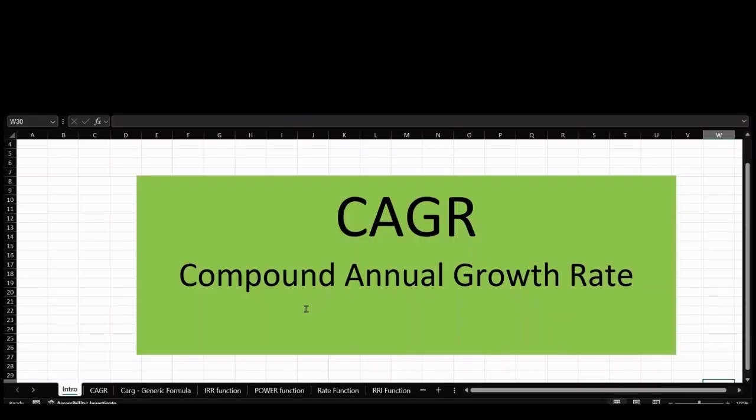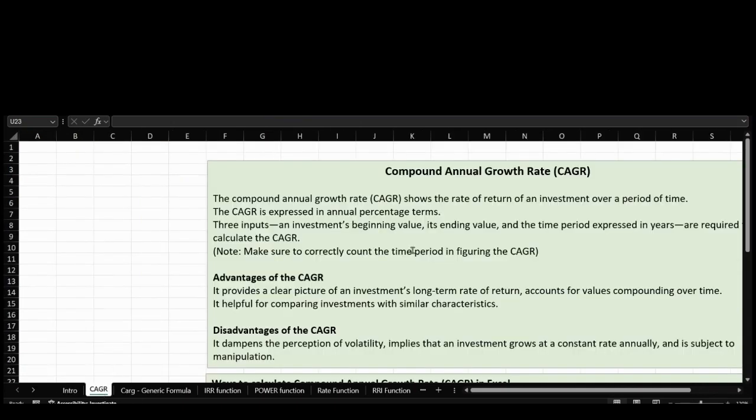CAGR, Compound Annual Growth Rate. Compound annual growth rate shows the rate of return of an investment over a period of time. It is expressed in annual percentage terms and calculated with the help of three inputs, that is, beginning value of investment, ending value, and time period expressed in years.